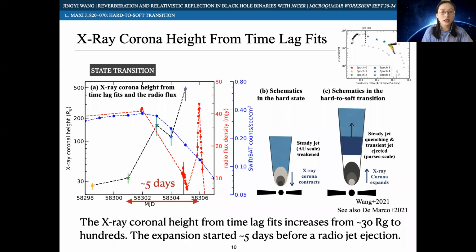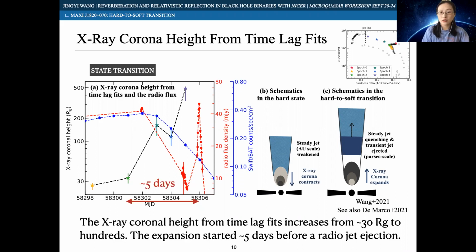We see that in the hot to soft state transition, the X-ray corona height increases from about 30 gravitational radii to hundreds, while in the radio, they launched a ballistic transient jet at the radio flare about 5 days lagging behind the initial X-ray change at the beginning of state transition.